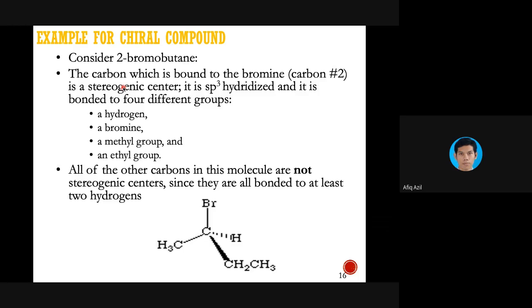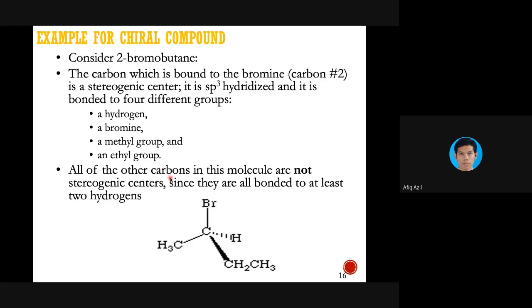Now you are going to determine which carbon is the chiral center. Is it sp3 hybridized? You have to check. It contains 4 bonds: 1, 2, 3, 4. Then check whether it is bonded to 4 different groups. You have bromine, hydrogen, and CH3, and for this one you have an ethyl, which is CH2CH3. So all of these are different: hydrogen, bromine, a methyl group, and an ethyl group.